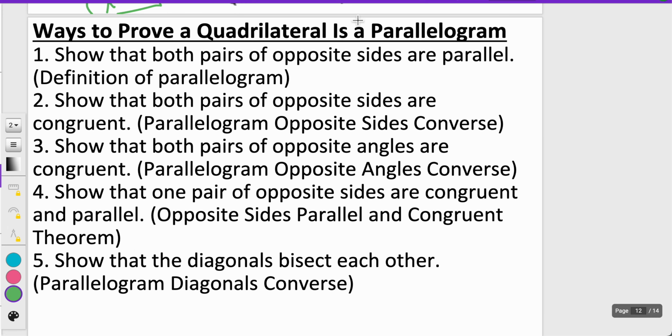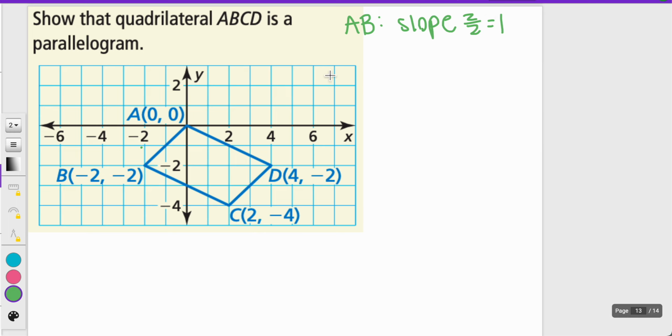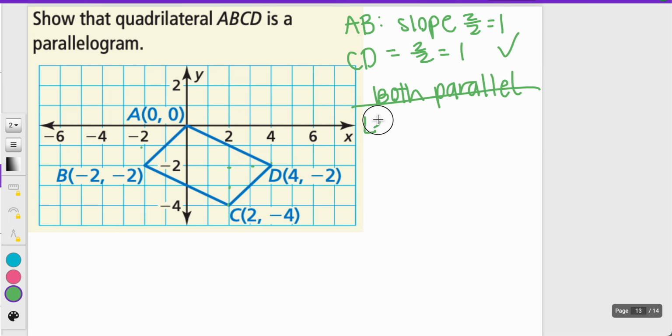Okay, starting with AB first, we're going to look at the slope, and since I have a picture, I'm just going to count from B to A. I'll go up 2 over 2, so that's 2 over 2, which is equal to 1. And then CD, the slope, I go from C to D up 2 over 2, so that's 2 over 2, which is also equal to 1. So I've just proven that they're both parallel. Now I just need to prove their lengths.